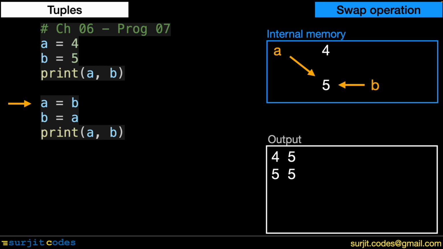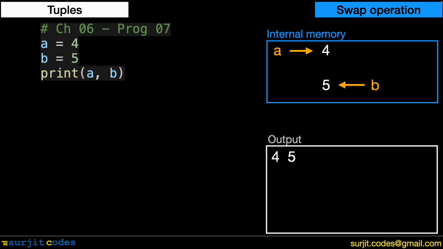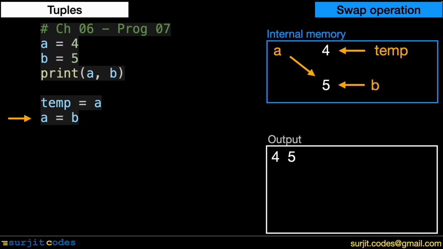a equal to b causes this. Both a and b become 5 while 4 becomes garbage. It is therefore essential to save 4 before assigning a equal to b. So we revise the program by inserting the line temp equal to a that saves 4 in temp.